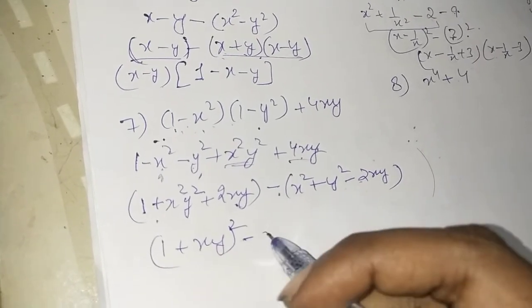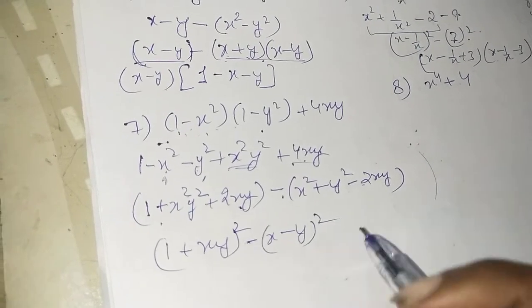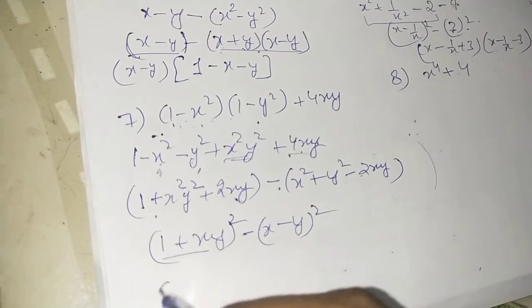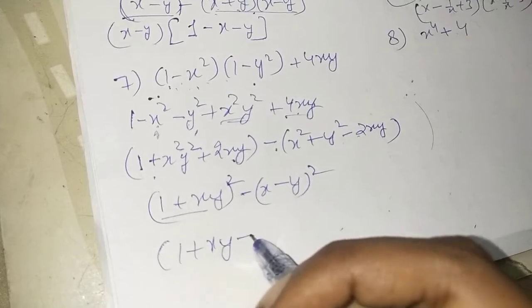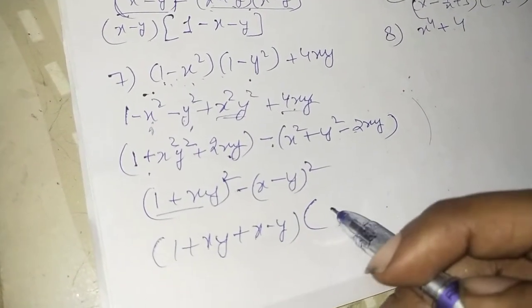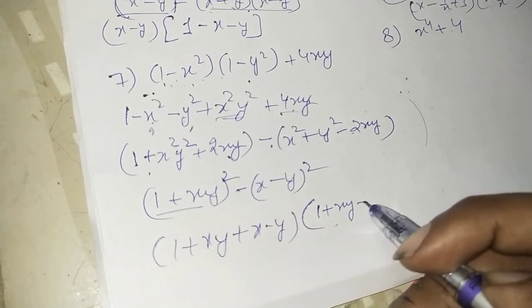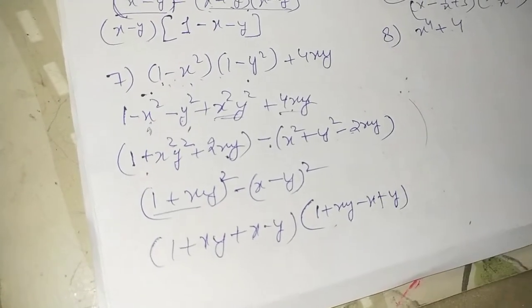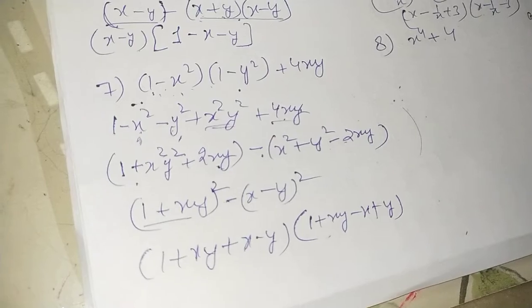And what is this thing? Yes, quite obvious, this is (x minus y) whole square. So a square minus b square, in one bracket a plus b and in other bracket a minus b. So this will be your final answer.